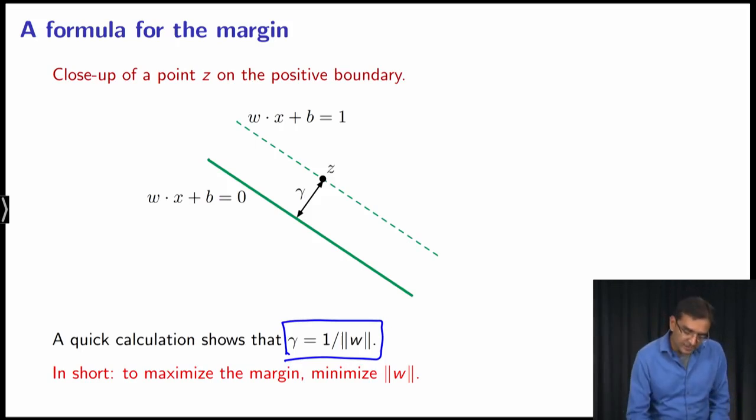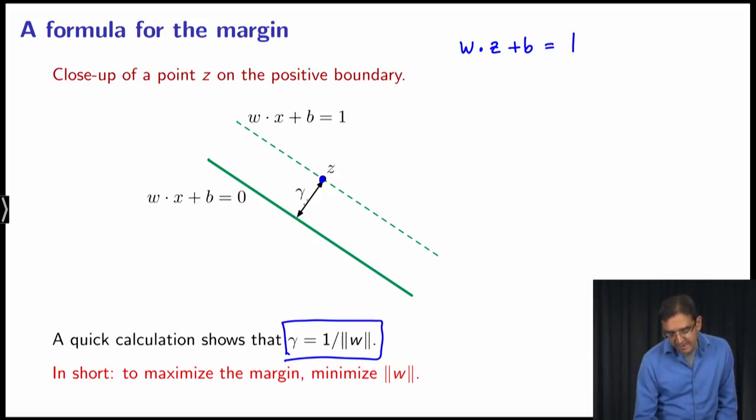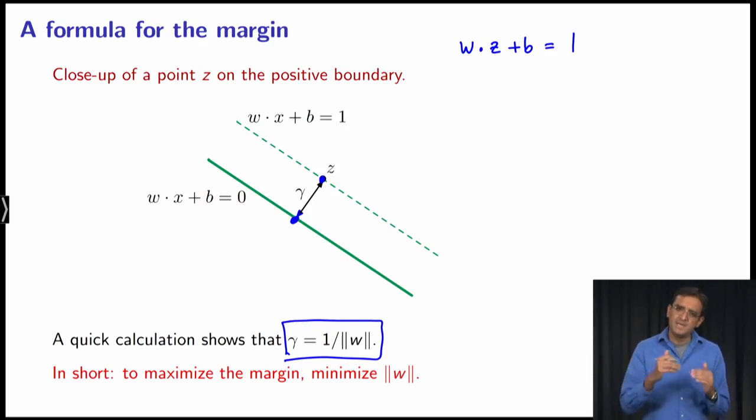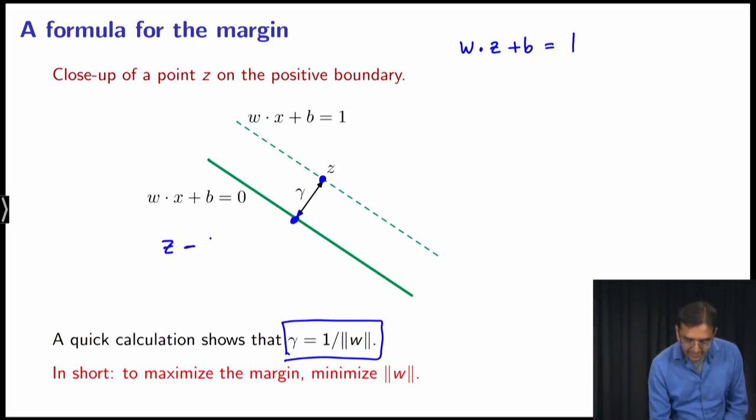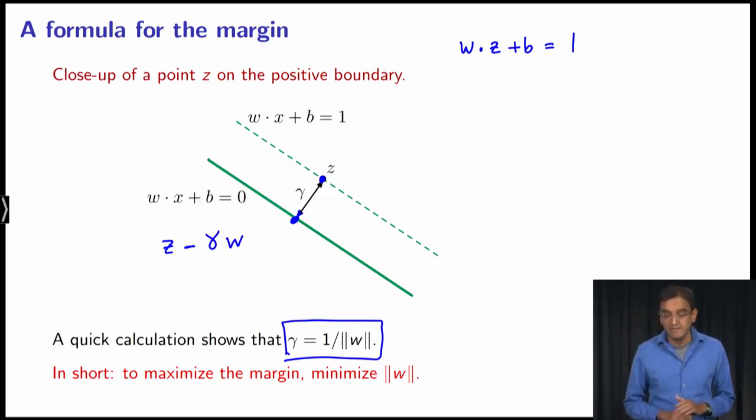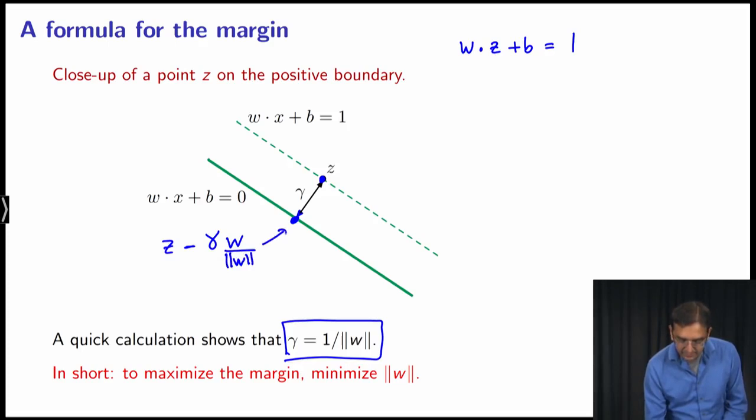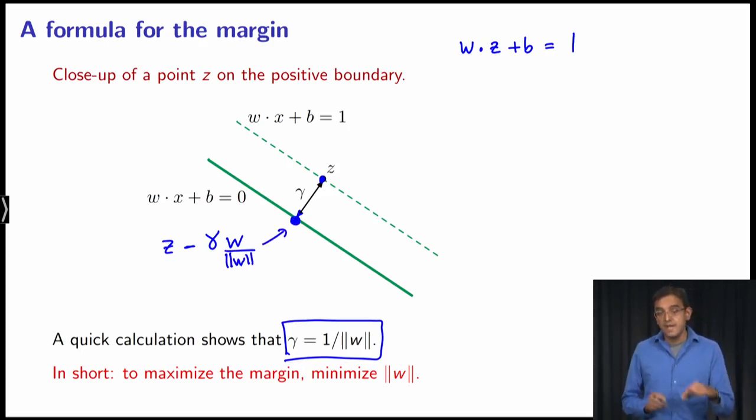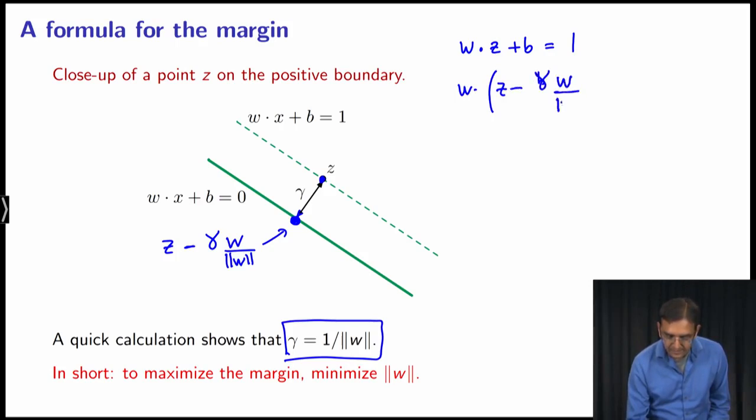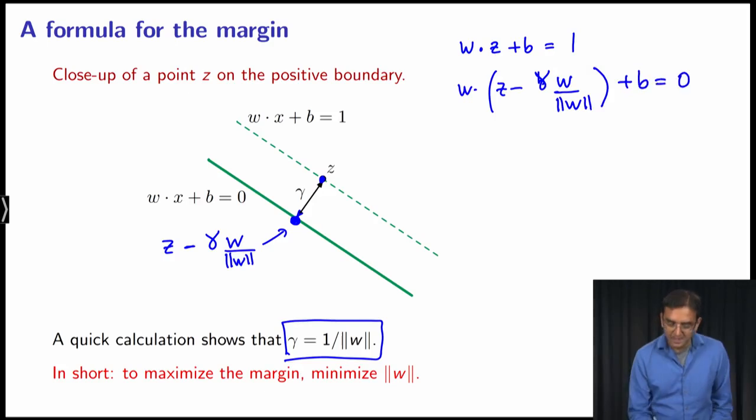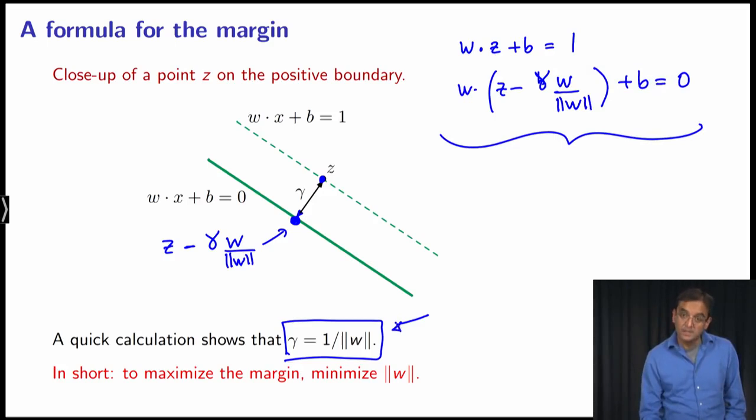So let's look at our right hyperplane and look at any point z on it. The point lies on the hyperplane, so we know w dot z plus b equals 1. Now we also know that if we move gamma units in this direction, we land on the decision boundary. What is this point gamma units in that direction? Well, it's z minus gamma in the direction of w. Actually, w might not be a unit vector, so we have to normalize it to make it a unit vector. And if we do that, then we end up with that point. Now, since that point lies on the decision boundary, we know that w dot that point plus b equals 0. And when we solve these two equations, we get our formula for the margin.